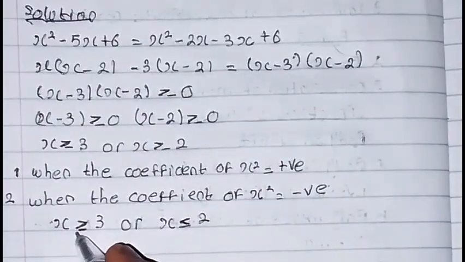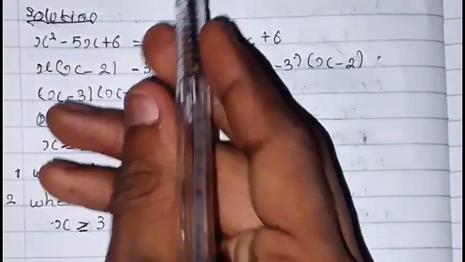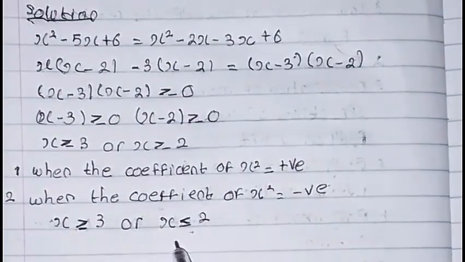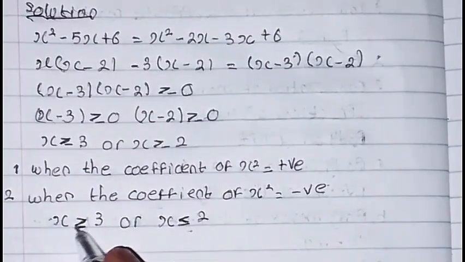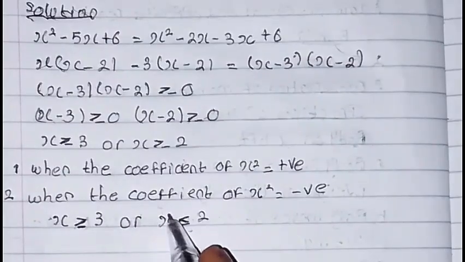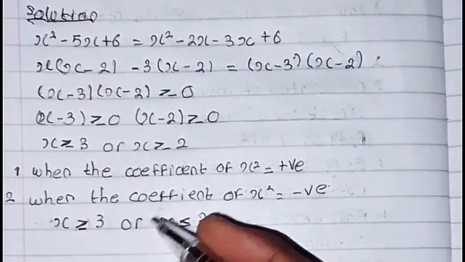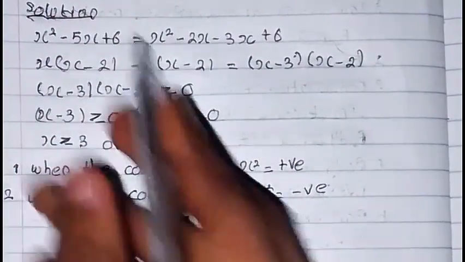The reason for using the equal to sign is that when you put 3 or 2 into the equation, you obtain 0, which satisfies the greater than or equal to. Since the coefficient of x squared is positive, we apply the rule that the quadratic expression becomes positive when x is greater than the bigger root or smaller than the smaller root. For any value of x greater than 3, let's say 4 or 5, if you substitute it into this equation, what you obtain will be positive, greater than 0. If you substitute a value less than 2, it will still be positive.